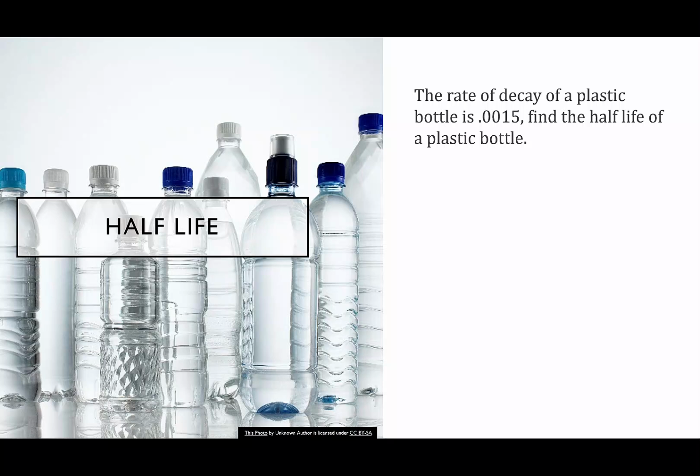Let's take a look at half-life. The rate of decay of a plastic bottle is 0.0015. Find the half-life of a plastic bottle. Because we're looking at the half-life, we use the formula T is equal to the natural log of a half over R. Remember, R is negative. When I plug in the 0.0015, I use T equals the natural log of a half over negative 0.0015. Putting this in our calculator, we find that the half-life of a plastic bottle is 462.1 years.